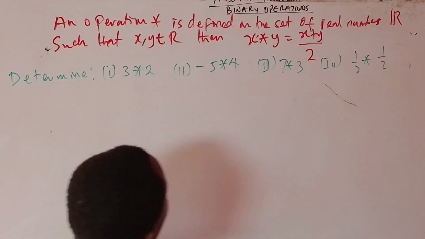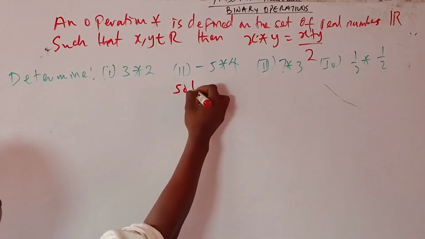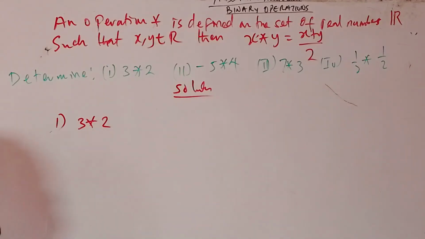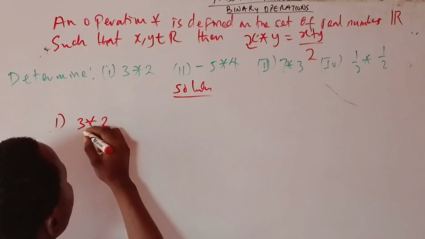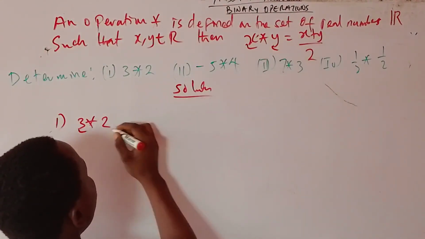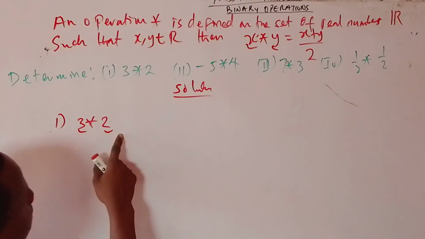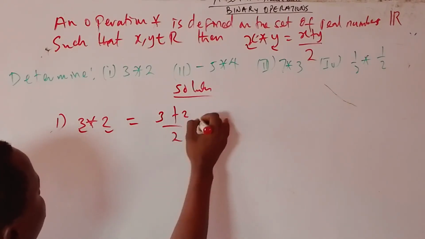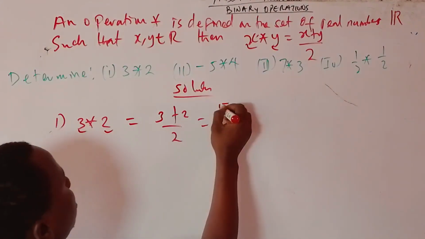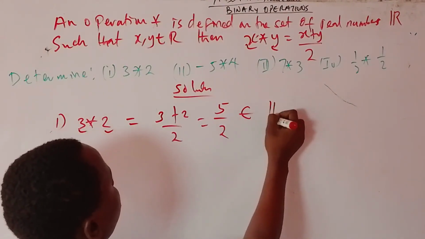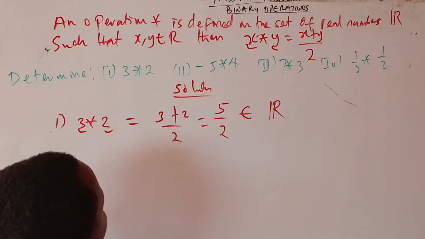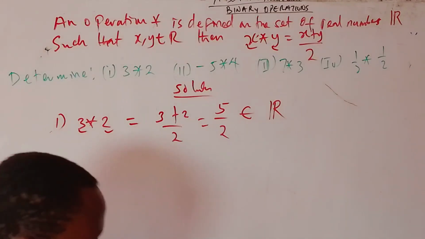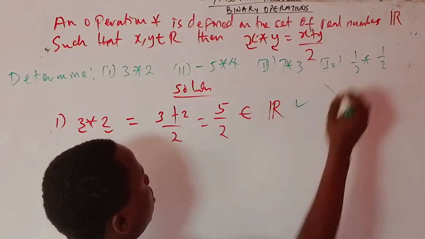Now, solution. Roman figure 1, we have 3 asterisk 2. In this case, your x will be 3 and your y will be 2. So 3 asterisk 2 will be equal to 3 plus 2 over 2. 3 plus 2 is 5, then we have 5 over 2. And 5 over 2 is a real number. So the set of real numbers is closed under the operation asterisk. It is closed.